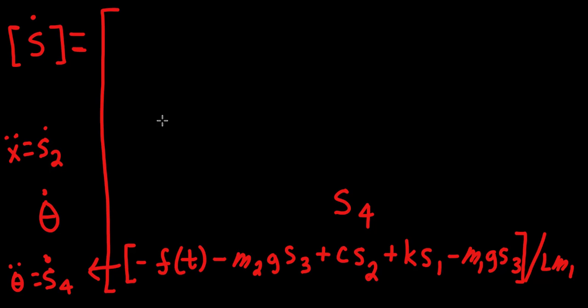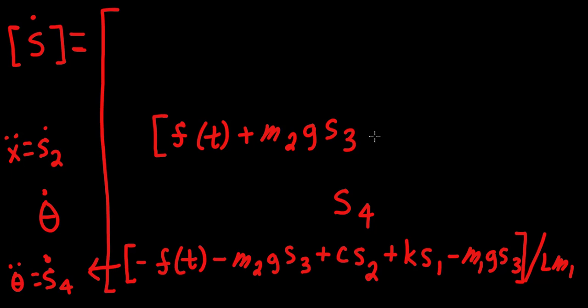And that expression is another large ugly thing. It's f of t plus m2 g s3, again s3 is theta, minus c s2, s2 is x dot, minus k s1, again s1 is x. I keep repeating myself, but I just want to make sure that's clear since I didn't write out the full expression without state variables.